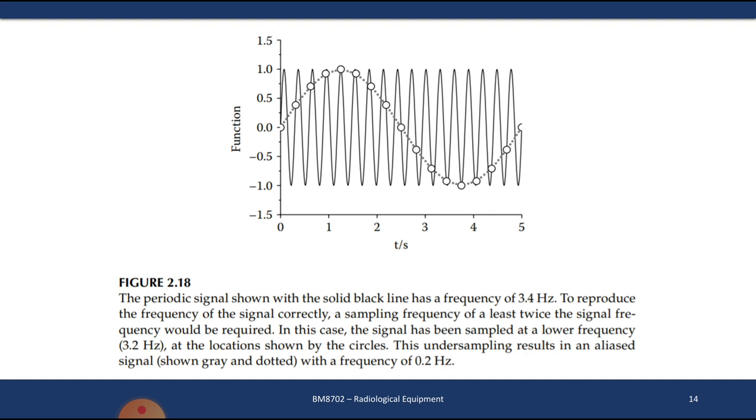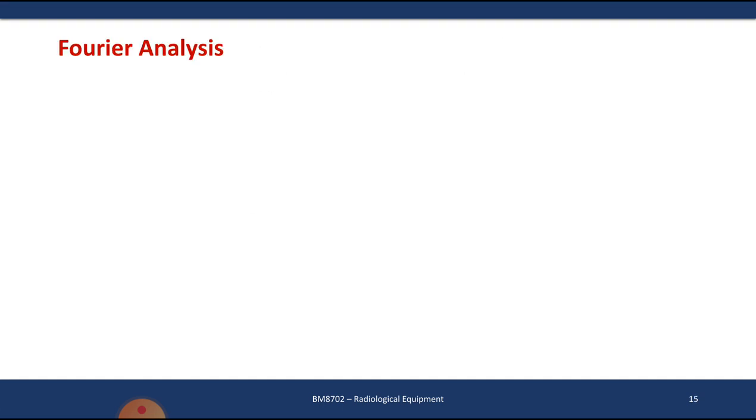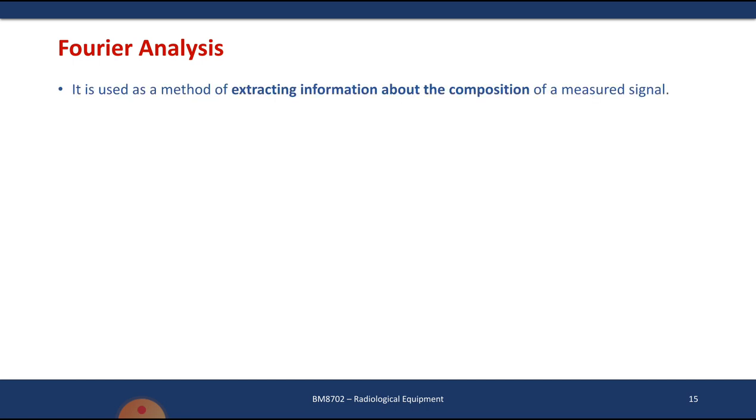Next thing is Fourier analysis. Whenever we talk about signals, we definitely go for Fourier analysis. The generic definition is that you are looking at the signal in terms of frequency rather than the time domain, right? We convert the signal from the time domain to the frequency domain and then do some analysis in the frequency domain. This is for extracting information about the composition of a signal.